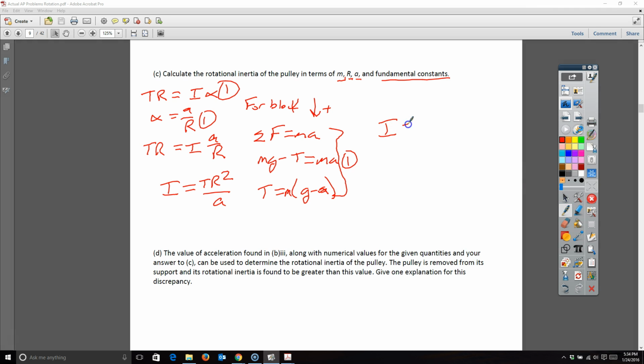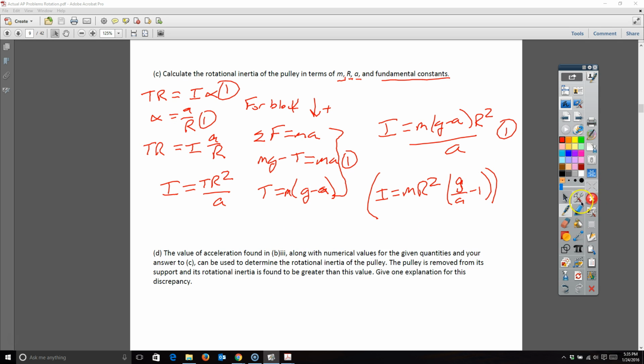So we've got I is equal to, now we need to put in T, and we said T is m times g minus a times r squared, and that's all over a, and that would be the last point. Now if you want to clean it up, you can. They won't give you any more points, but that'd be I is equal to mr squared, which is what we've kind of looked at before, times g over a minus 1. So that is part C.